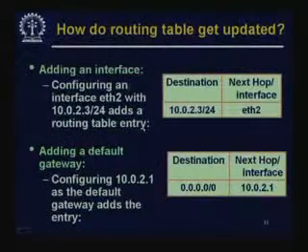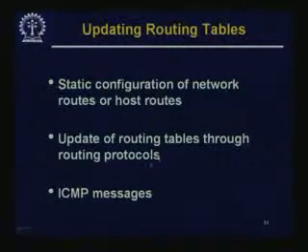Adding an interface. So, how do routing tables get updated? One is that you might add an interface. You have to configure it, so it adds a routing table entry. This is a manual configuration. We can add a default gateway, that means for the default route, we can add a gateway. This is once again a manual update. So, there is static configuration of network routes or host routes. If there is some particular route I want to force, I might put in a static configuration over there.